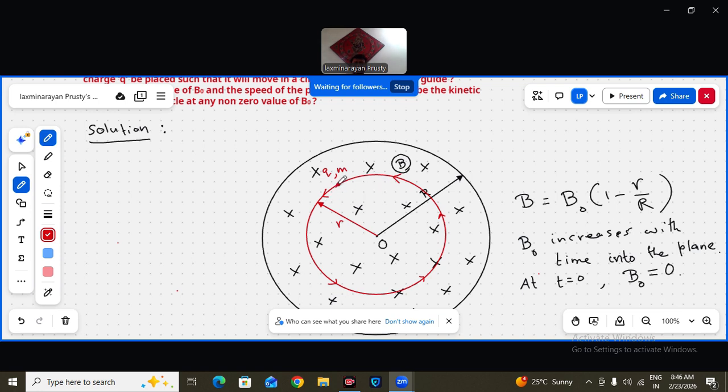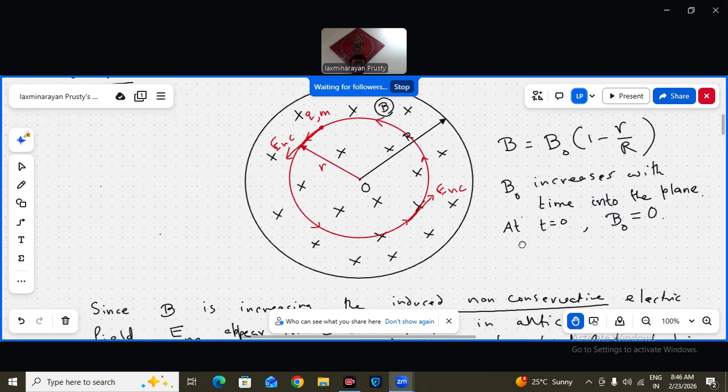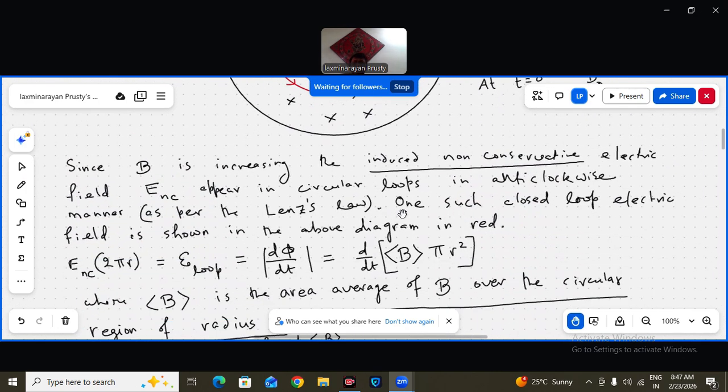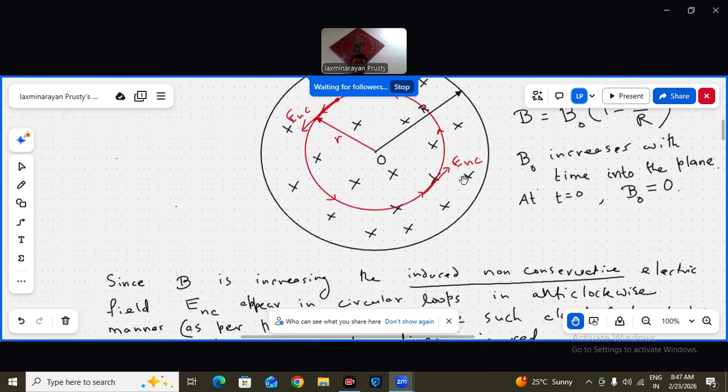This is the E_NC. This E_NC is anti-clockwise, like this. Right, so it is increasing. Okay. Very carefully listen to my discussion today. One such closed-loop electric field line is shown in the above diagram in red. This one I am hinting at.